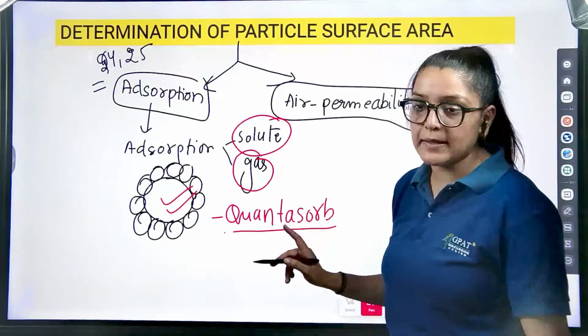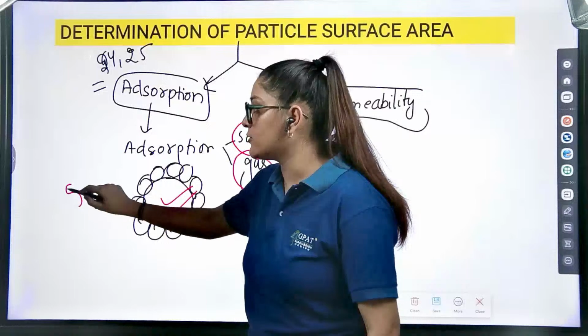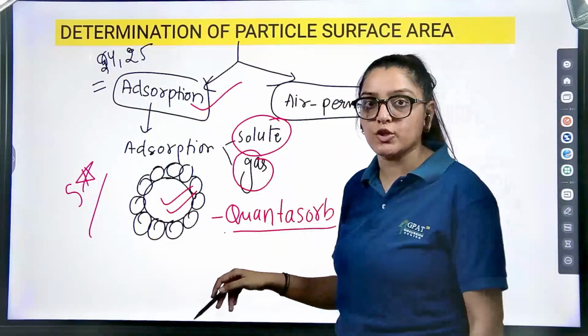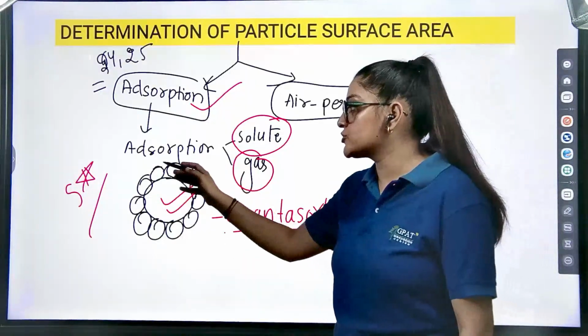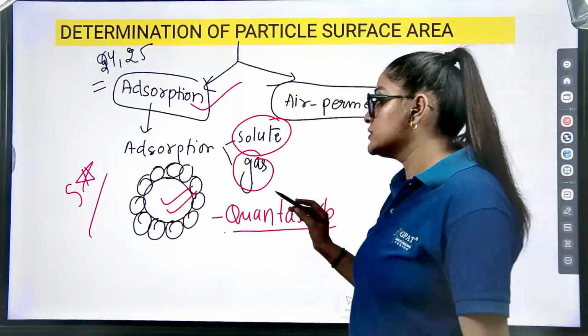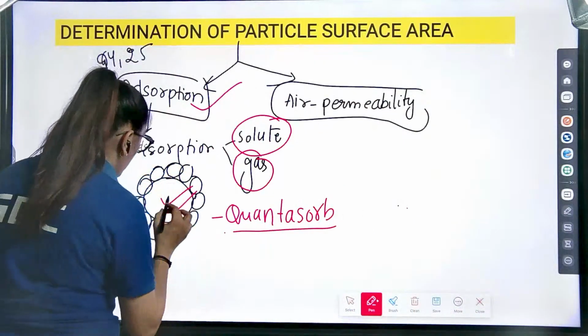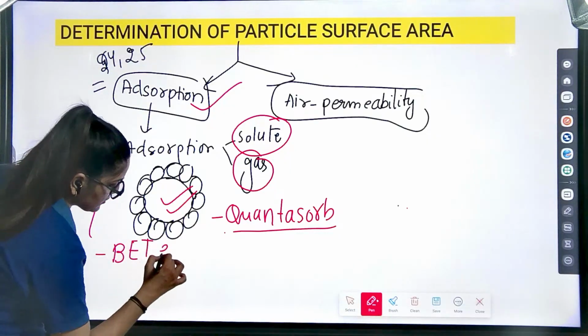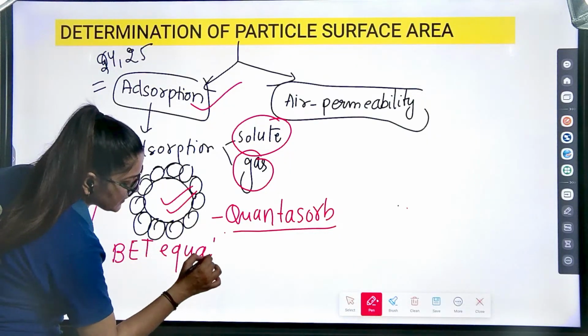Right? Very important. Mark it 5-star today only. Okay. Number one is the adsorption, gas or solute. The particle, the solute or gas can be adsorbed over the particle. Now, this is going to resolve through an equation we call the BET equation.